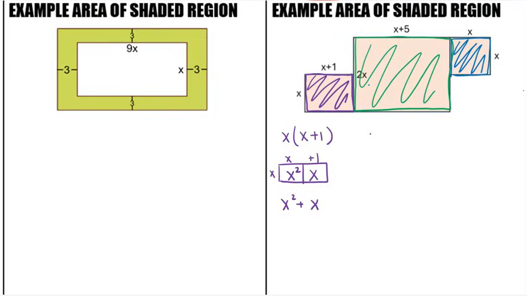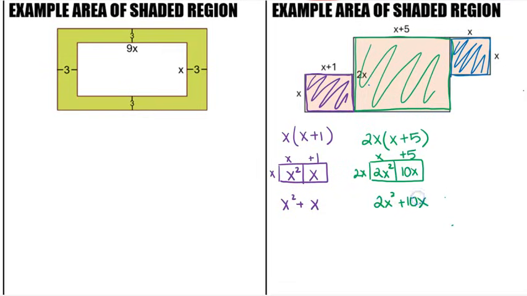Okay, in this next one, my green box, one of my sides is 2x, and the other side is x plus 5. Again, we have a situation where we could use a box or we could use distribution. Again, for consistency's sake, I am going to use a box, but this time again, it's going to be a 1 by 2 box. 2x times x is 2x squared, and 2x times 5 will give me 10x. So the area of that green rectangle, when I add those together, is 2x squared plus 10x.